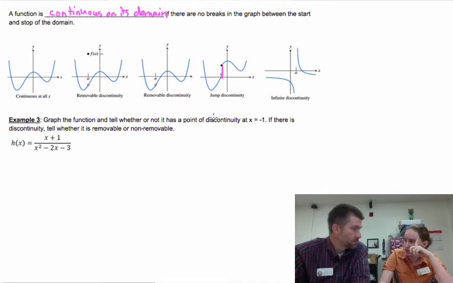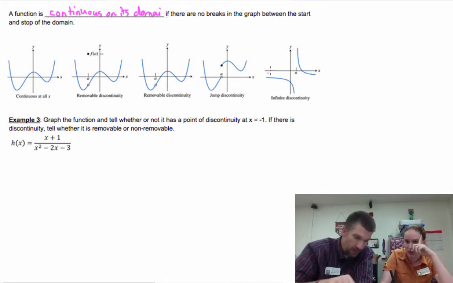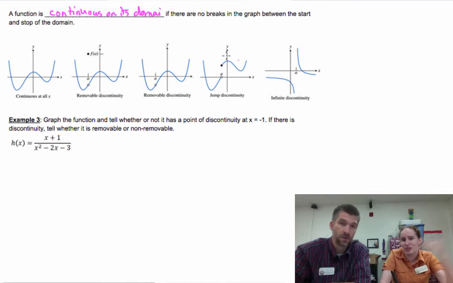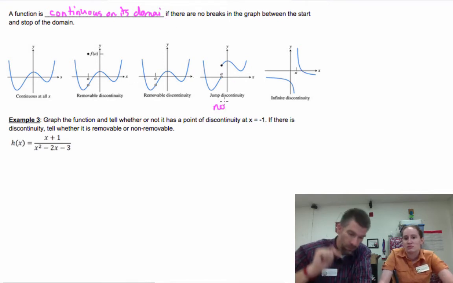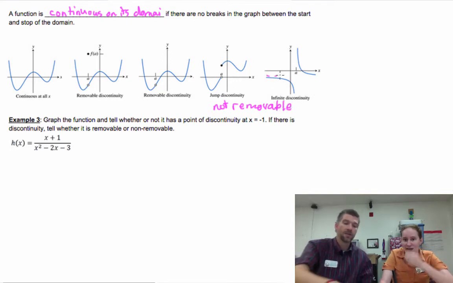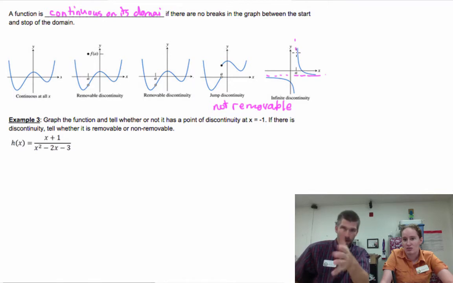Because you'd have to draw a vertical line, and that's not a function. No, that's more than just a little. Even if it was shifted over and I was drawing a line over this way, you can't do that. Not removable. If it's not a little, then it's not removable. So both of these aren't removable.